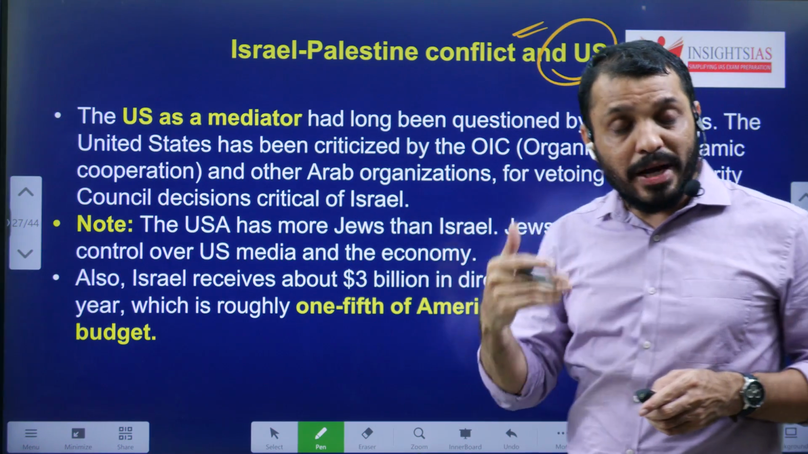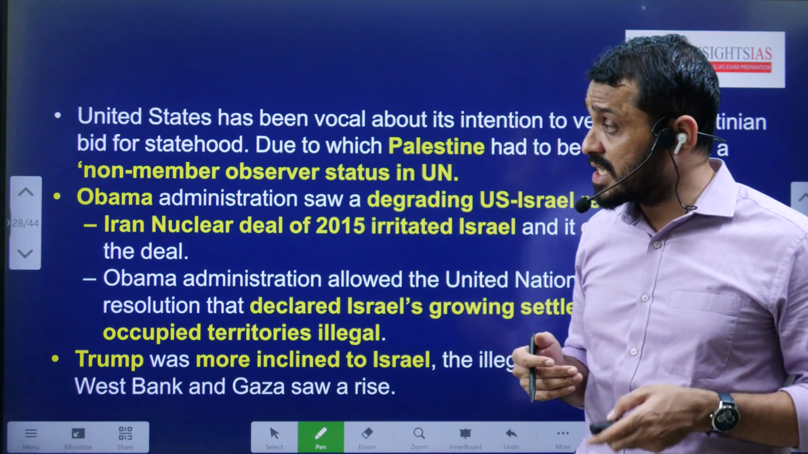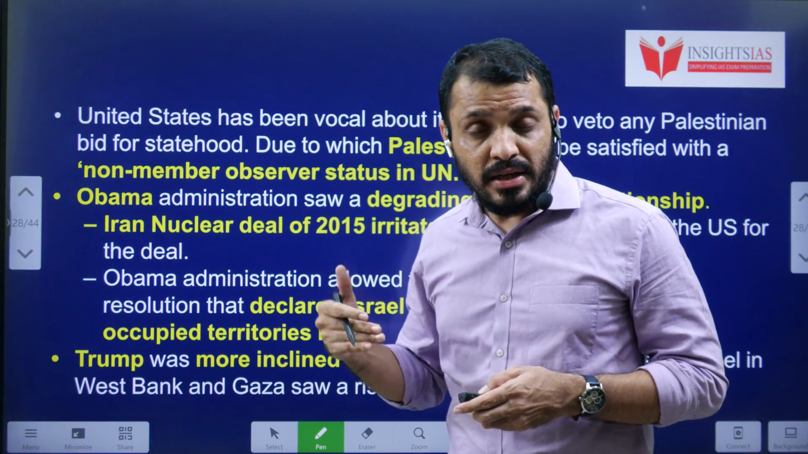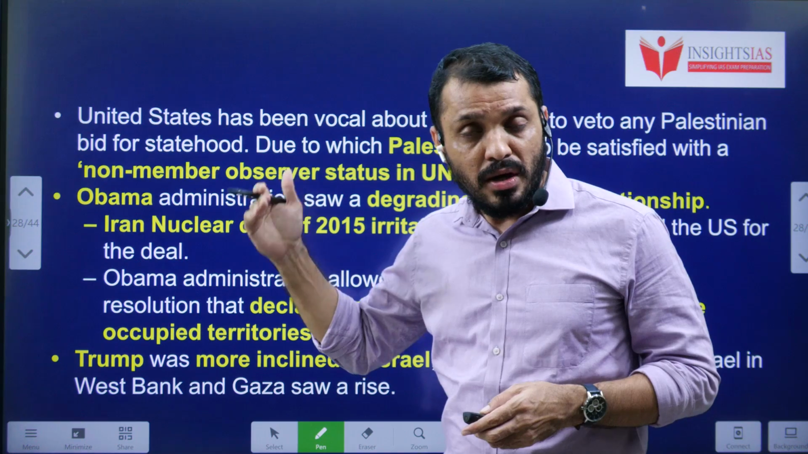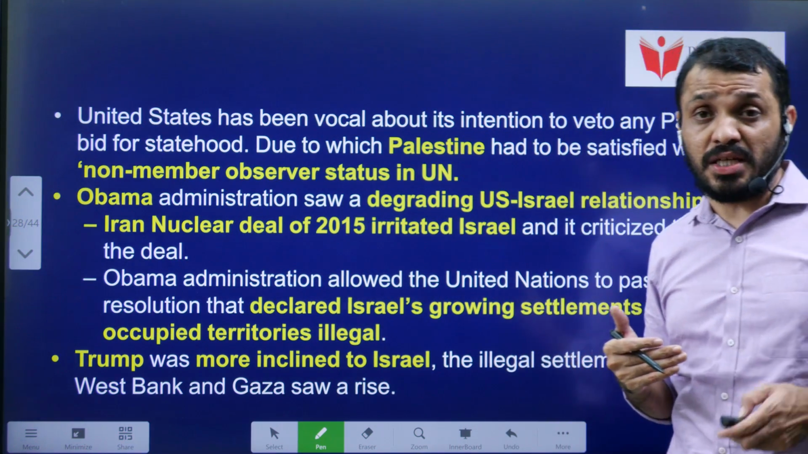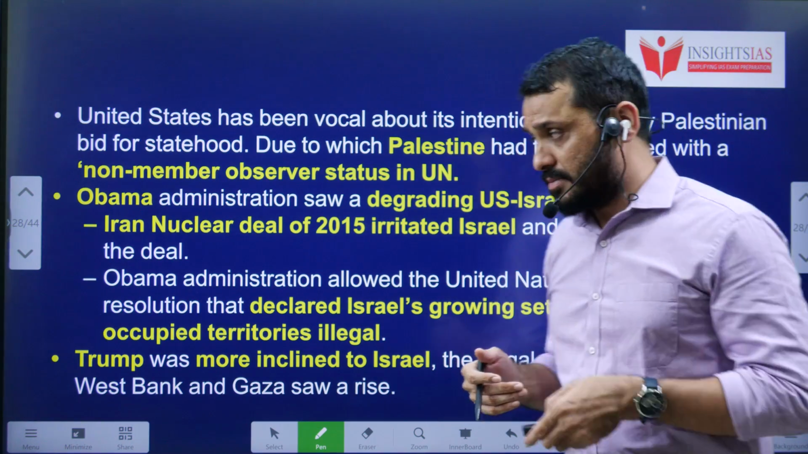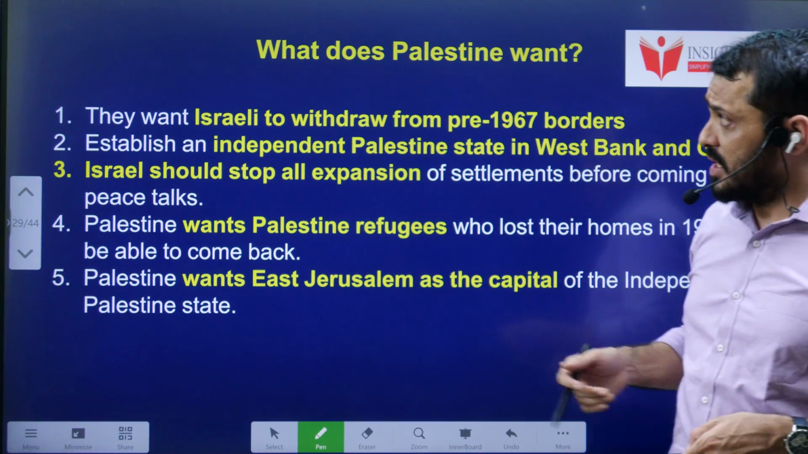When Barack Obama was the American president, America acted against Israel, even on international platforms such as UNO. But later, when Donald Trump came into power, they were more in favor of Israel. They even declared Jerusalem as the capital of Israel.